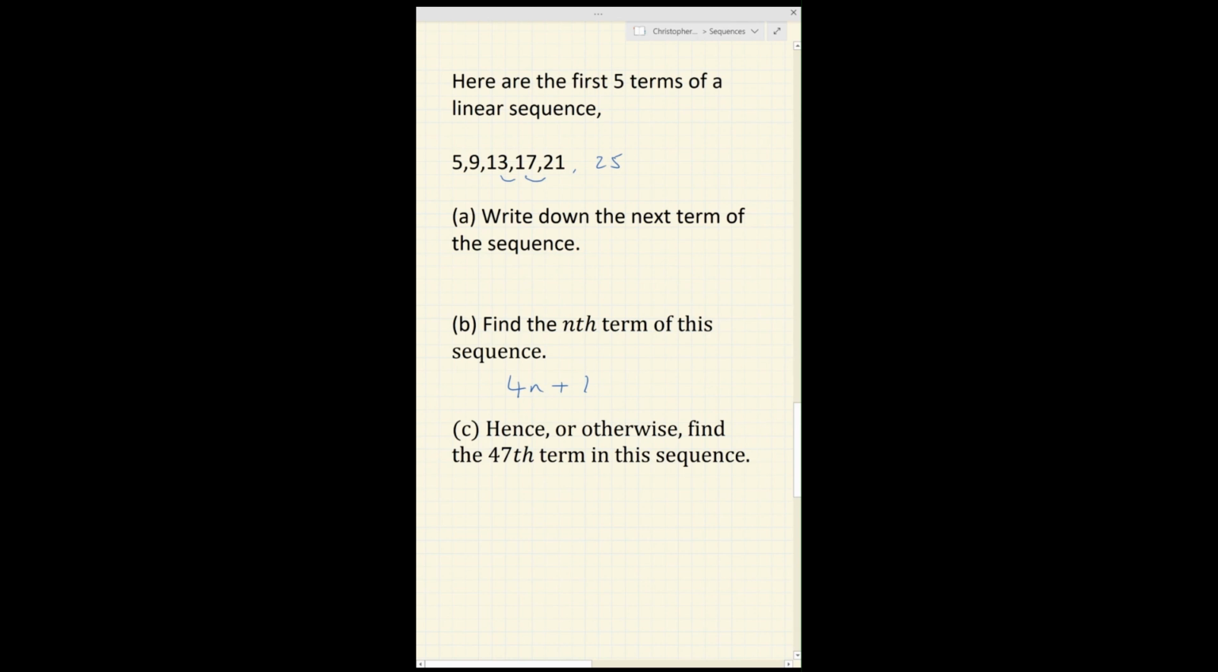Hence or otherwise find the 47th term. So the 47th term is going to be 4 times 47 plus 1, which gives me an answer of 189 for the 47th.